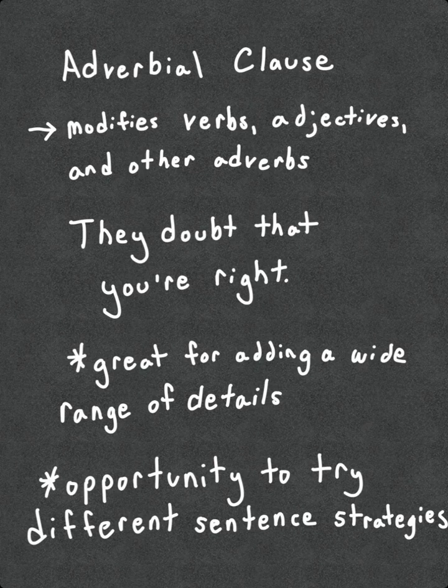And I need a whole other video on what happens when the word that happens in the middle of a sentence because, well, a whole bunch of different crazy things can happen. But in this case, they doubt that should be an indicator that the beginning part is the dependent clause. They doubt that. Well, what is it that they're doubting? Well, they're doubting that you are right. You're right is the independent clause and is being modified with the word group, they doubt that. So in this case, they doubt that becomes the adverbial clause.